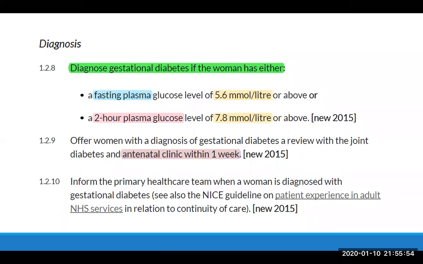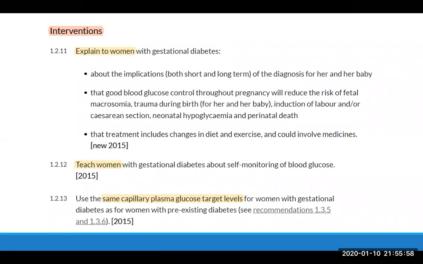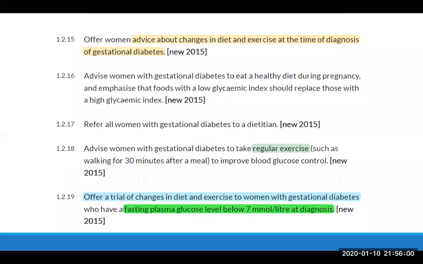And another point: once you diagnose gestational diabetes, the second option is lifestyle modification for 1 week, regular diet and exercise. But if fasting blood sugar is more than 7, this is an indication for immediate treatment, by insulin actually.